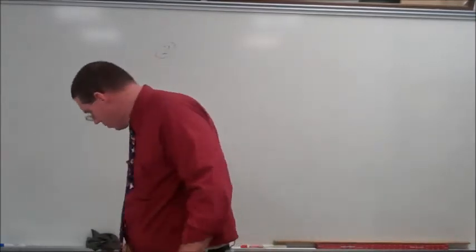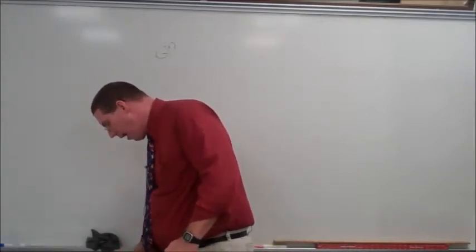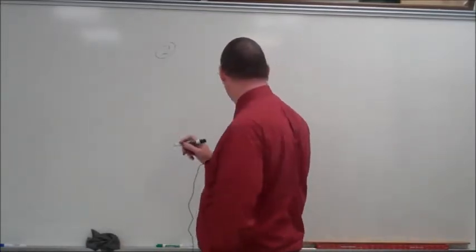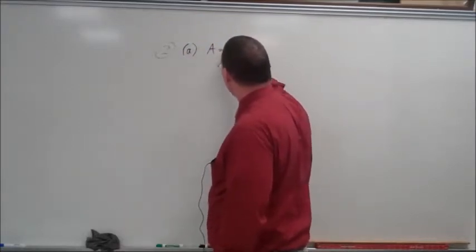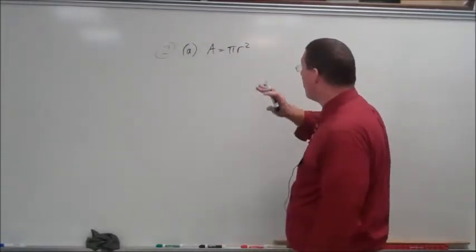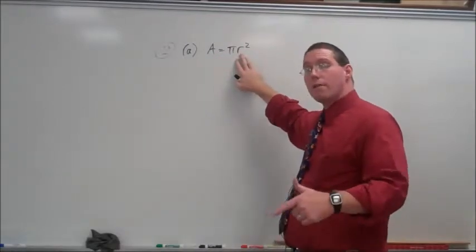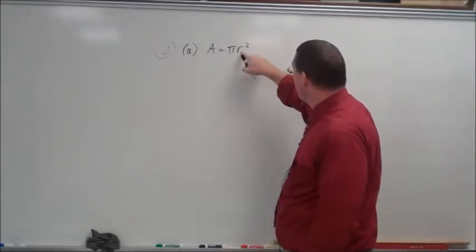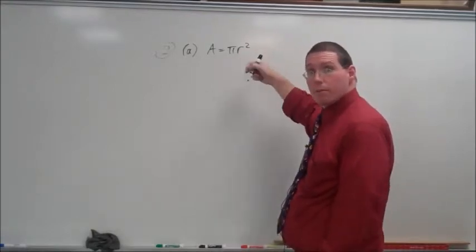Number 2 says, write the area A of a circle as a function of the circumference C. Well, this is kind of a challenge. Normally when we write the area of a circle, this is part A, we say area equals pi r squared, right? That's the area of a circle. But it doesn't want area as a function of radius. It wants area as a function of circumference. And so I need to somehow substitute in for the r something that has a C. I got to substitute something with a C in it.